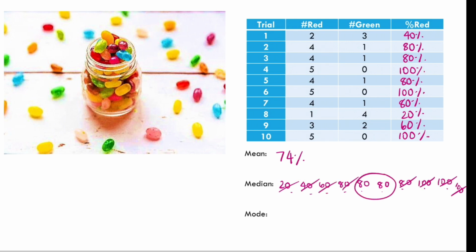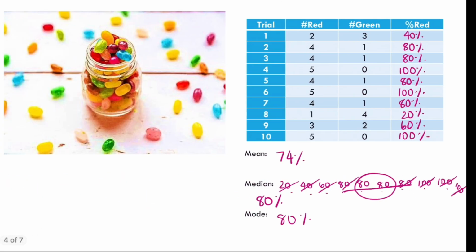In this case, I actually have 2 in the middle, but you find the average between them, and since they're the same, it's just going to be 80%. The mode is whatever number appears the most amount of times. That is 80% as well. So based on this information, I want you to think about what you think is the actual percentage of red candies in this jar?